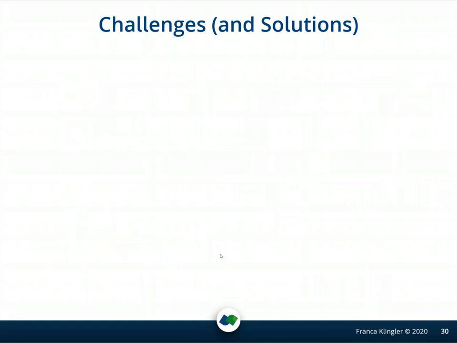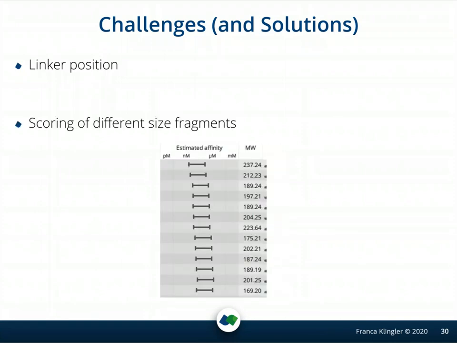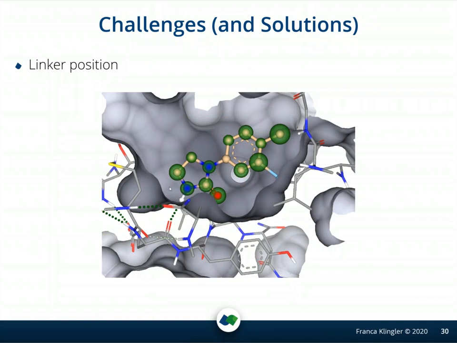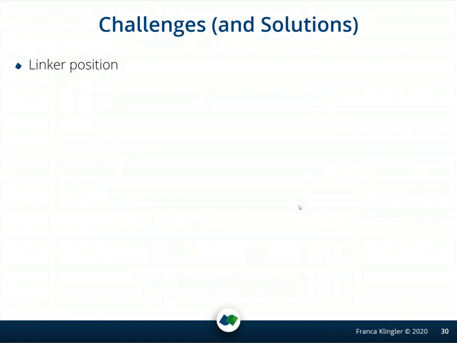But we discovered a few challenges and solutions on the way. So the first is, of course, where is your linker in the binding site? I've shown you that when it is pointing towards a sub-pocket, that's not really helpful. But even if there is space, it might not be space to grow in this direction. Or on the other hand, if it points straight out to the solvent, there is no room for creating a good interaction network with the fragment you add. So we're still optimizing, filtering out those linkers of the fragments in the first step.